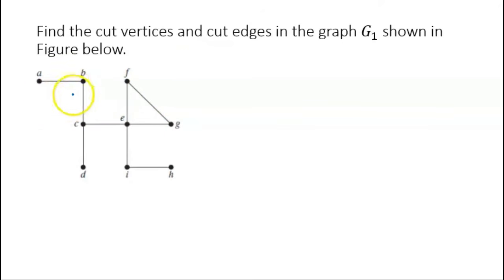So what are the cut vertices? Removal of A will not create any problem. The graph will still be connected. B will be a cut vertex, because if I remove B, then vertex A will be isolated. What about C? If I remove C, then I will get the component AB. So C will also be a cut vertex. D will not be a cut vertex. E will be a cut vertex, because all these 4 edges will be removed.